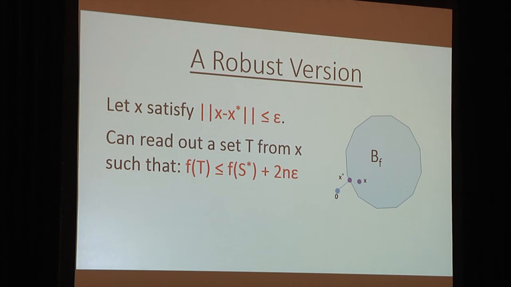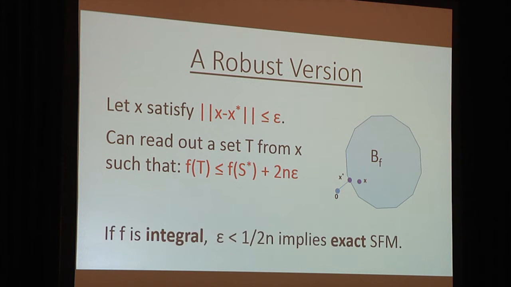And if your function f is integral, and I choose epsilon to be something less than 1 by 4n, then in fact it will prove that f(T) is the optimum. So T is a minimizer. So we'll get exact submodular function minimization. So that's all I wanted to say about submodular functions.